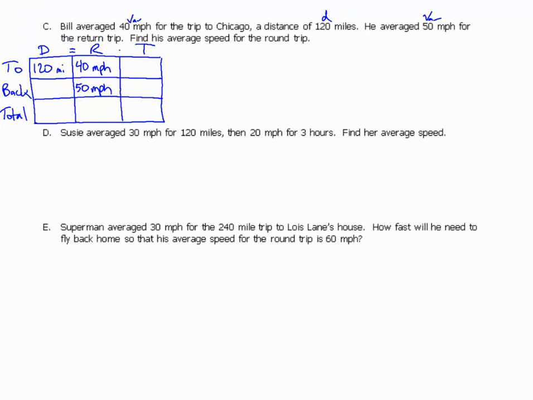Out of 9 pieces of information, we are only explicitly told 3 things. But there are some assumptions that we can make. If the distance to Chicago is 120 miles, we can reasonably assume the trip back from Chicago is 120 miles. So the total distance, if I drove 120 miles, turned around and drove another 120 miles, that's 120 plus 120, 240 miles.